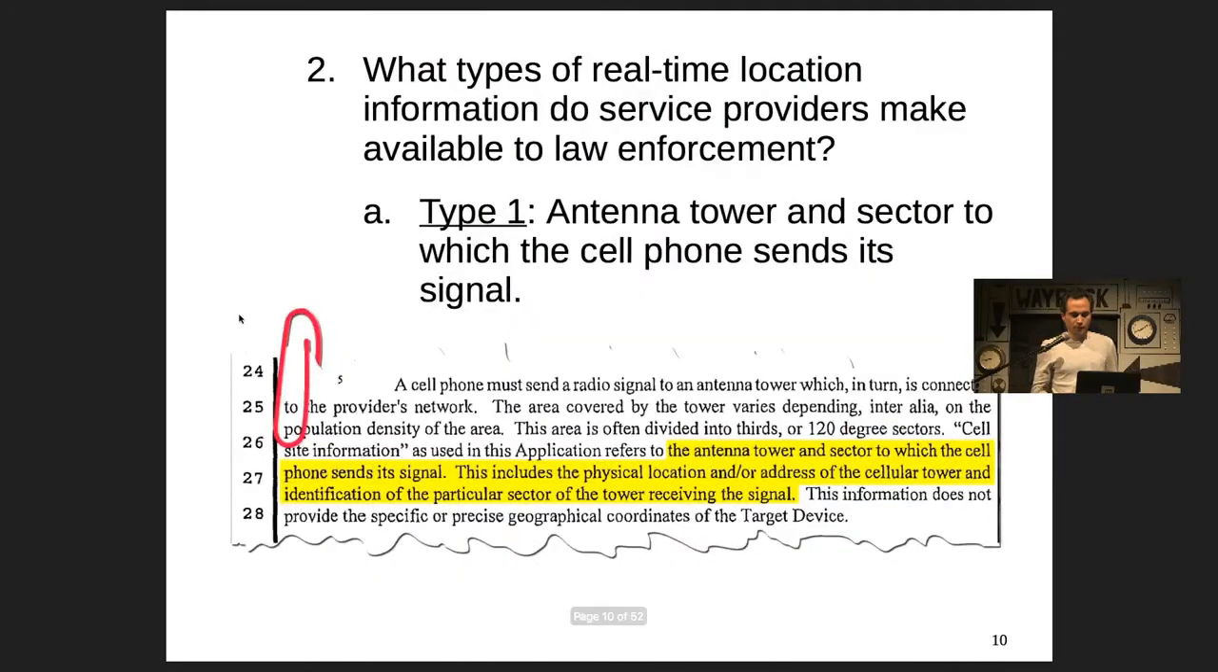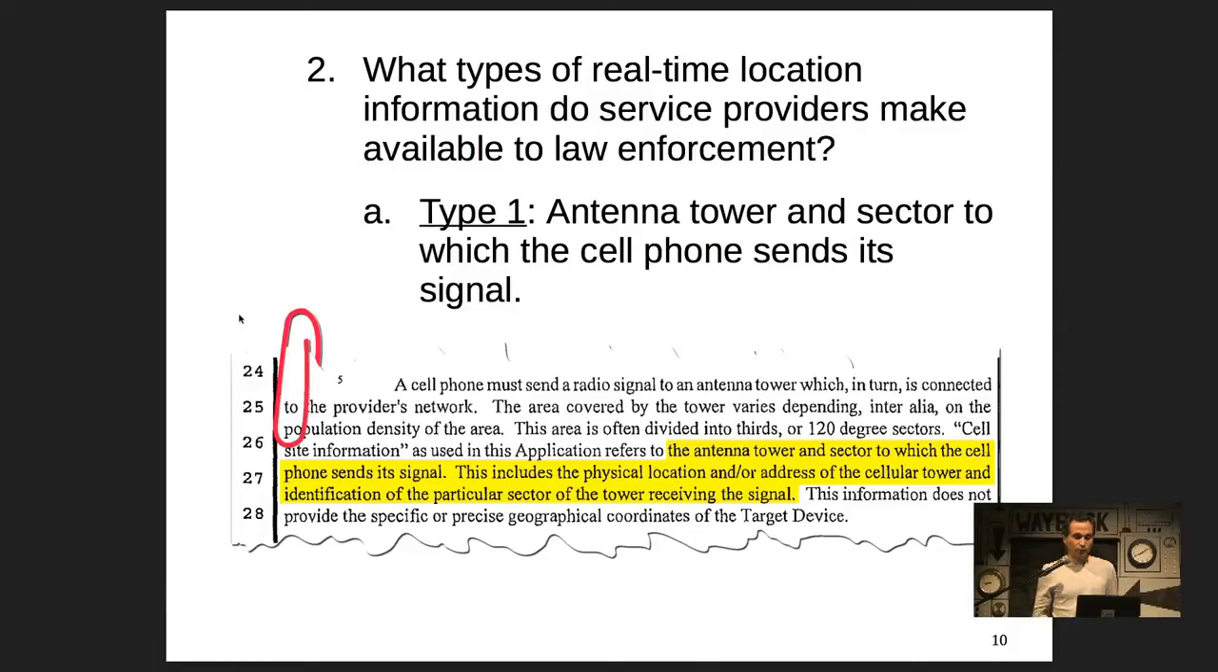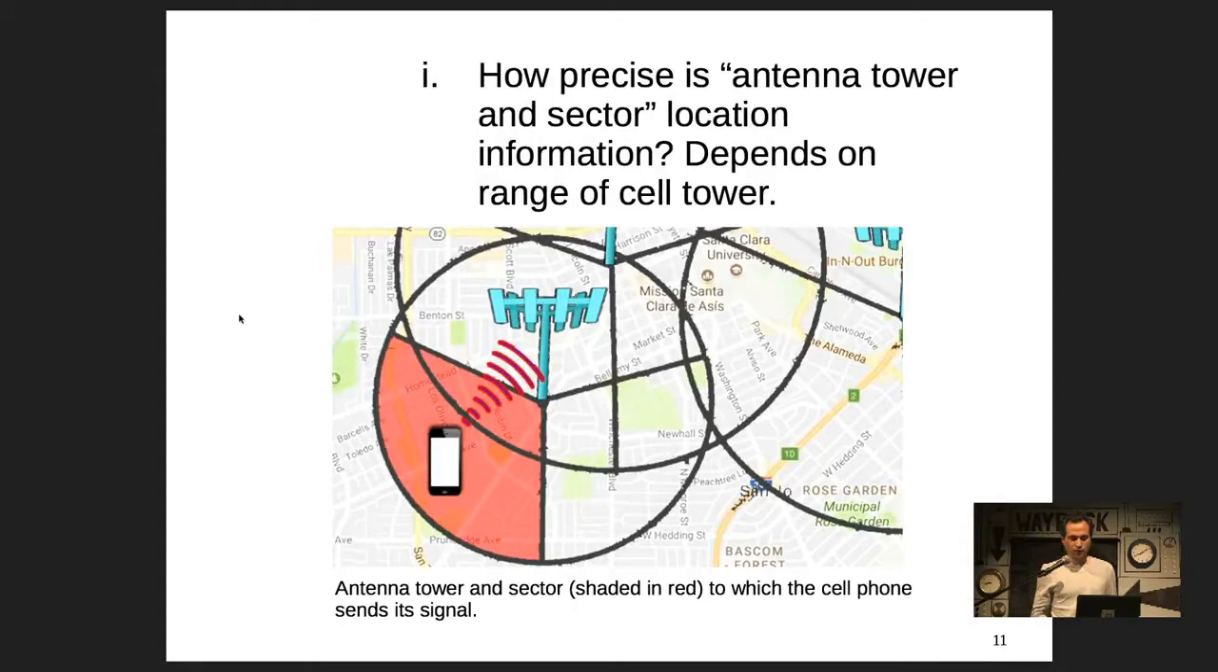So there are actually two types of real-time information on cell phones that you can get from the service provider. The first type is just the antenna tower and sector from which the phone sends its signal. The most typical cell tower has 3 sectors that cover a 120-degree area of the signal coverage area. So this red area that you see on the screen is where a phone would be located, and that's about how precise it would get. It all depends on how far of a range any particular tower is servicing.